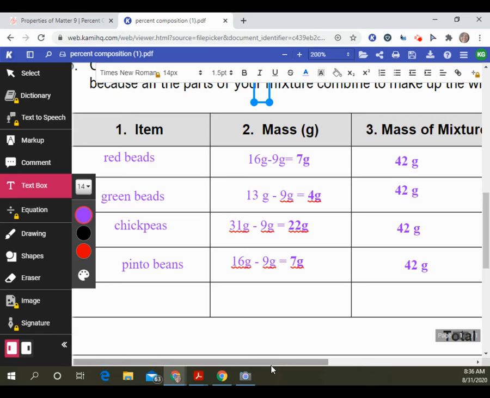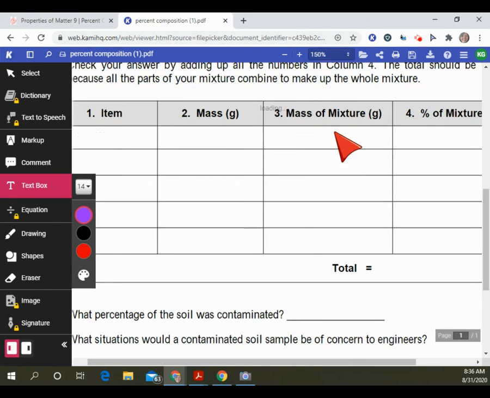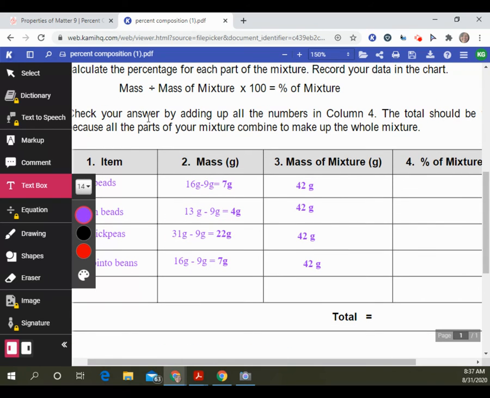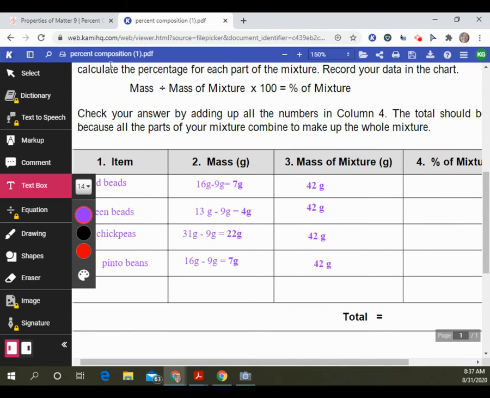All right, so let's look and see what we're supposed to do with this. It says calculate the percentage for each part of the mixture. Record your data in the chart. Mass divided by the mass of the mixture times 100 is the percent of the mixture. So we're going to take the mass of the stuff that we had divided by the mass of the total mixture times 100. So I'm going to pull up my calculator and show you what that calculation looks like.